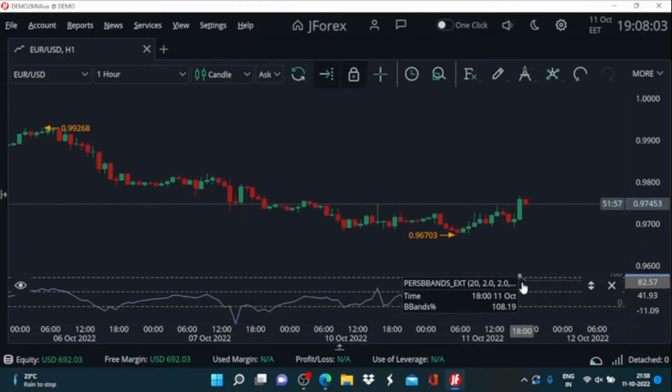Now this output is derived using high price as the applied price. So whenever the high price of the underlying instrument, euro USD in this case, crosses above the upper band of the Bollinger Band, we will have the output of this indicator also crossing above the 100.